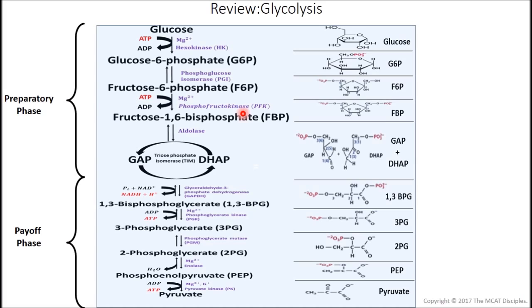Remember that goes through an enediolate intermediate. My mnemonic is triosine phosphate isomerase. Okay, goes through an enediolate intermediate to form that GAP. GAP can then, via glyceraldehyde 3-phosphate dehydrogenase, form 1,3-bisphosphoglycerate.